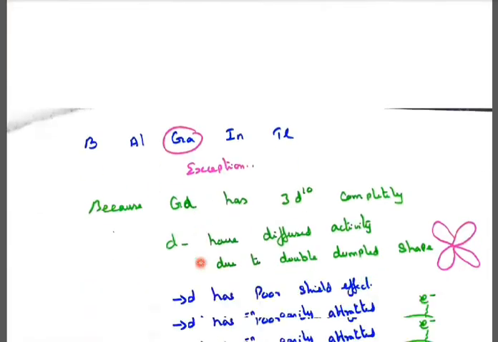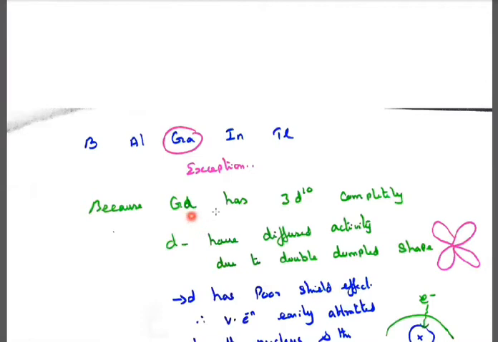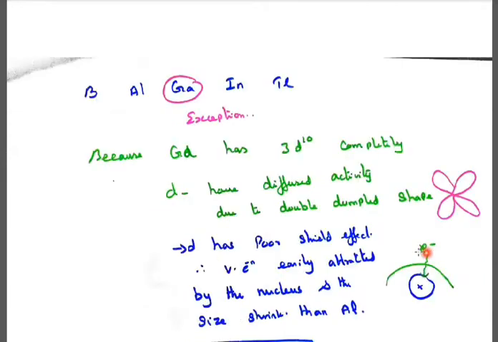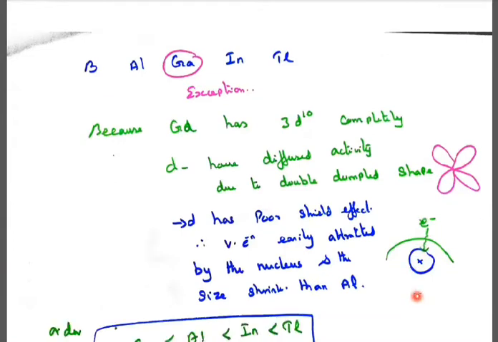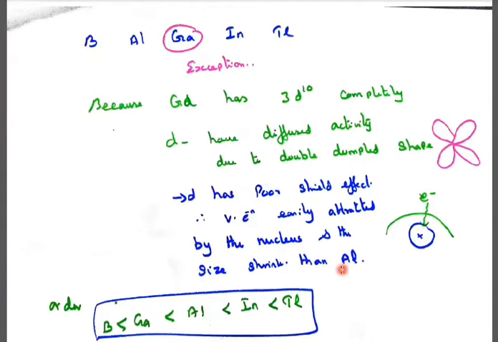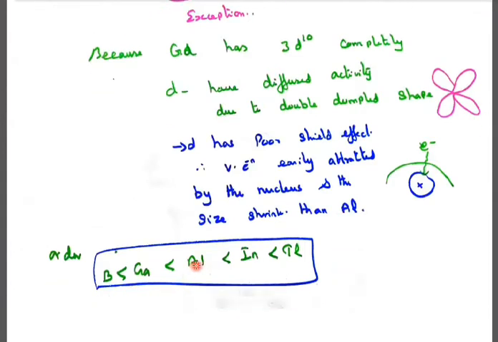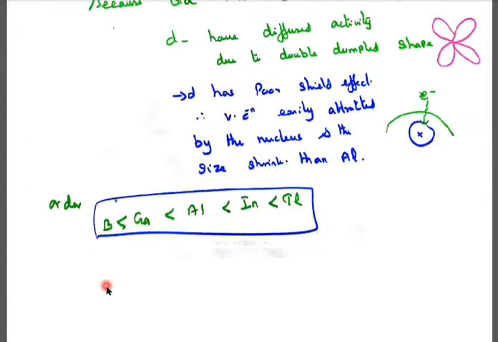Let us see the explanation. Gallium is an exception because gallium has a completely filled 3d10 orbital. The d orbital has a diffused shape, so the d orbital has a poor shielding effect. Therefore, all the valence electrons are easily attracted by the nucleus; the valence electrons are dragged by the nucleus. Then automatically the size shrinks compared to aluminium. So aluminium will have a greater size than gallium. So the order thallium, indium, aluminium greater than gallium, greater than boron is the correct answer.